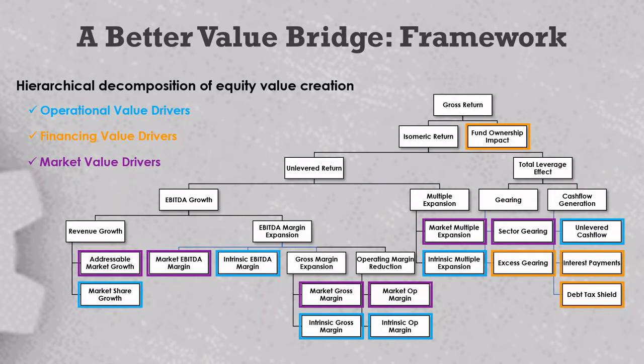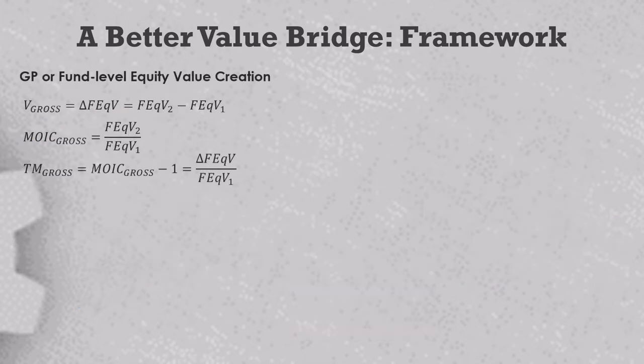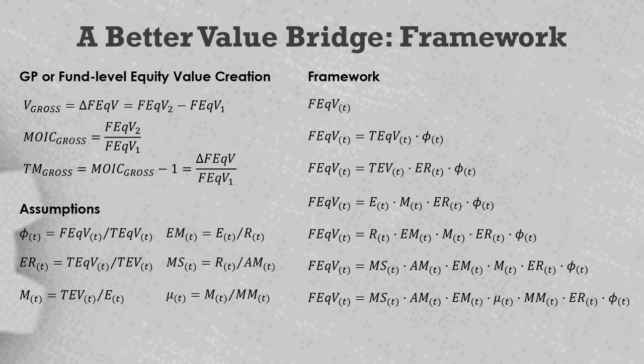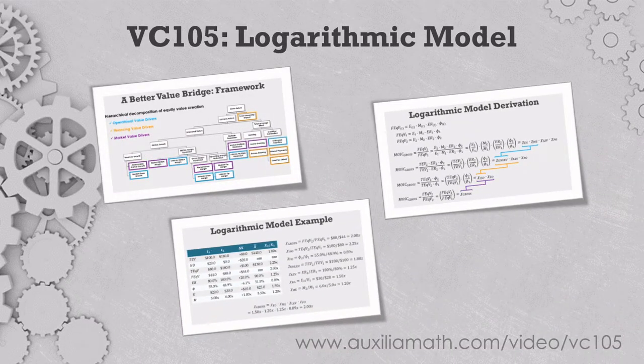As with the derivative model, we start with the gross return as the fundamental unit of value creation, and derive all the other value drivers from there. In the logarithmic model, the fundamental unit of value creation is the gross multiple of invested capital, total realized and unrealized equity divided by invested equity, or FEC-V2 divided by FEC-V1. This is the same as a deal's gross multiple that you'll find in a deck or a quarterly report. And then, just like in the last video, we will define a number of relationships that allow us to express FEC-V in terms of various capital structure, P&L, and market metrics. Please go back to the last video if you want to see how these terms are defined and derived.